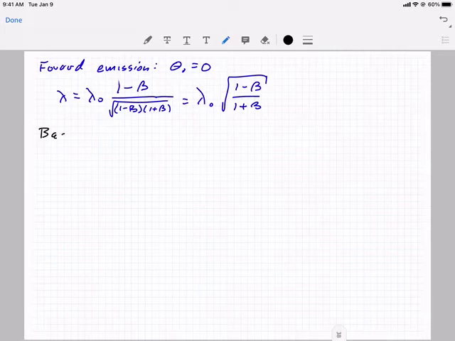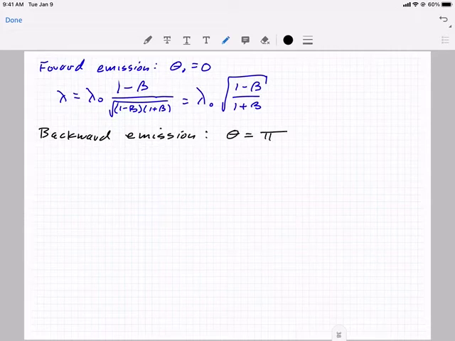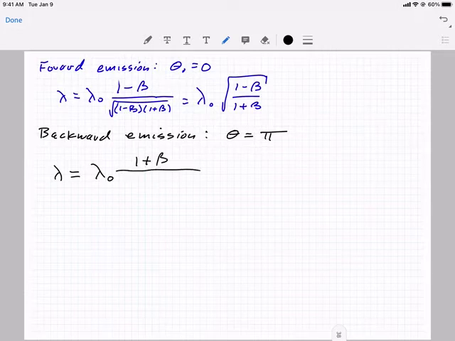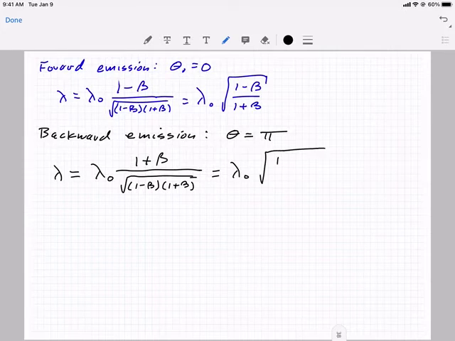And then we can do a backward emission, which is theta equal to pi. I can just plug in the same thing I did before. This becomes lambda naught. Now it's not 1 minus beta, it's actually 1 plus beta on top. I still have the square root of 1 minus beta times 1 plus beta. And so now the 1 plus beta cancels one square root factor there, so this becomes lambda naught times the square root of 1 plus beta over 1 minus beta. Okay, and so that is the redshift, and the source is actually moving away from the receiver in that case.